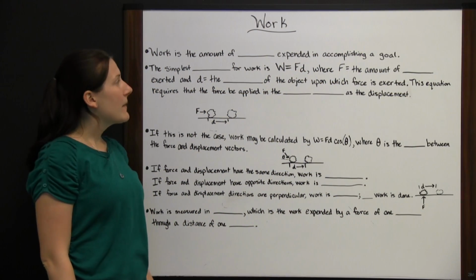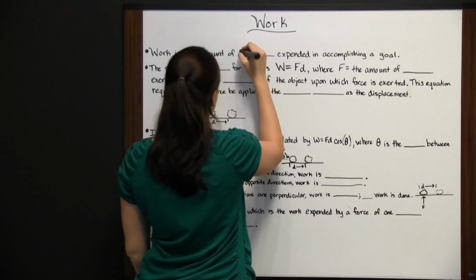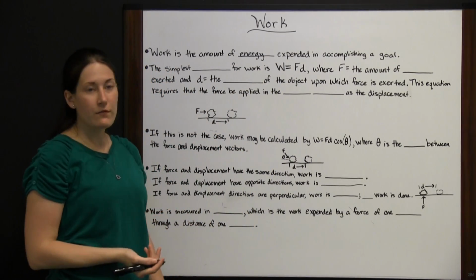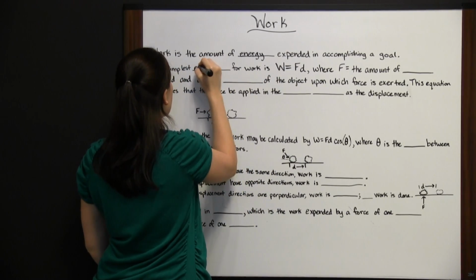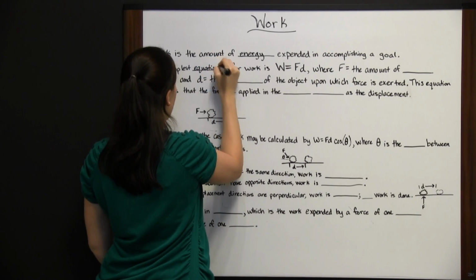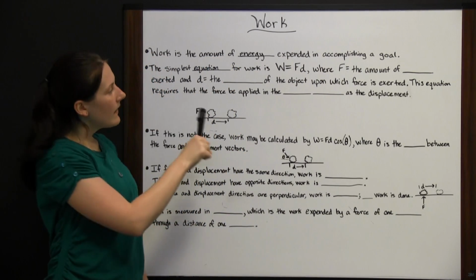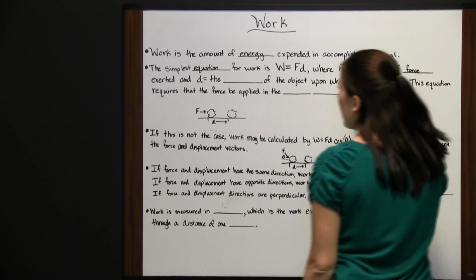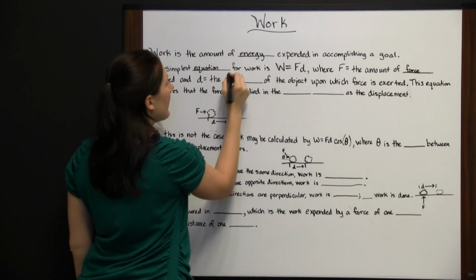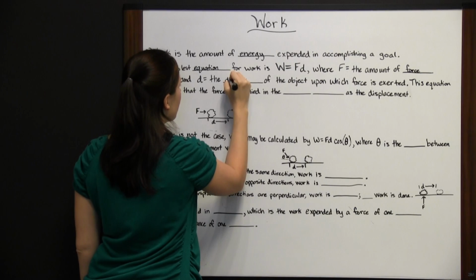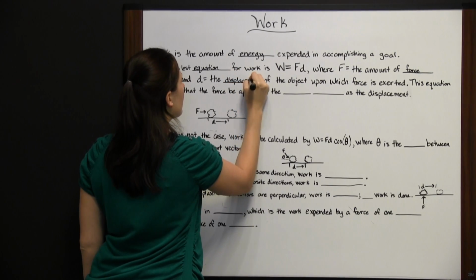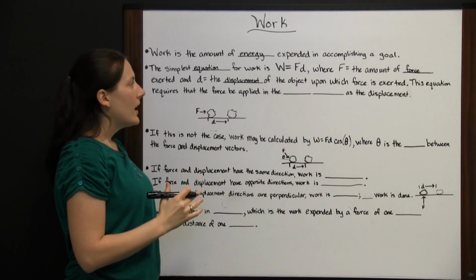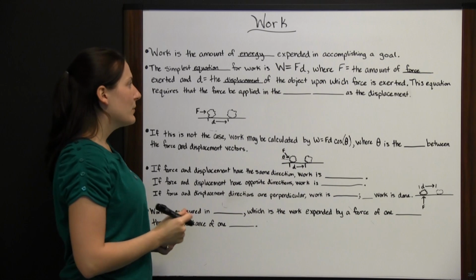Work. Work is the amount of energy expended in accomplishing a goal. The simplest equation for work is W equals FD, which means F times D, and that is where F is the amount of force exerted and D is the displacement of the object upon which force is exerted. So, work is going to equal the force times the displacement, how far the object moved.